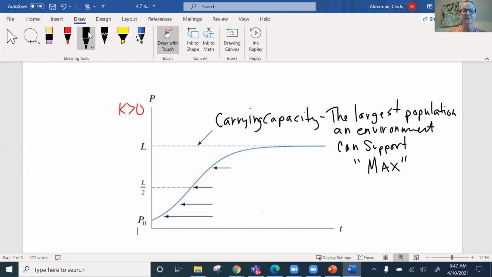And then to find the inflection point, that would be where whatever the L is, the largest capacity number is, and you just simply divide it by 2. And you'll see there's different kinds of problems, and we'll go over some of those in a minute. But let's label this as the inflection point.